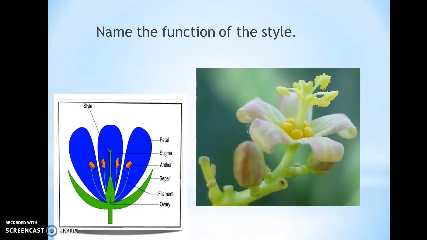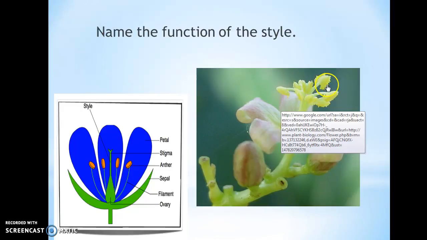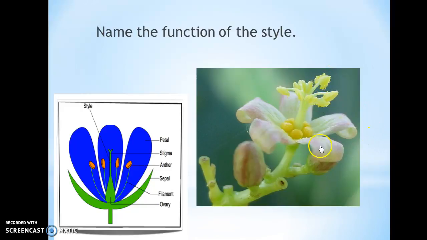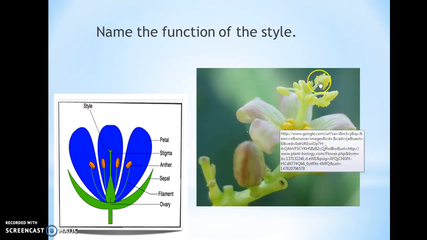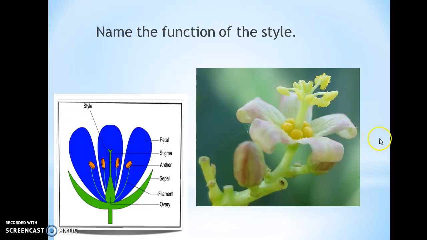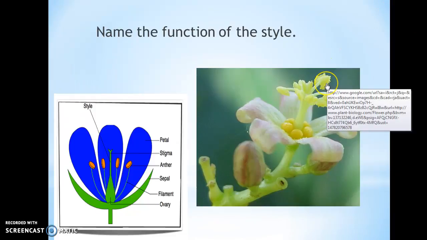The next part is called the style. As you can see in this picture, the style is essentially right underneath the stigma. In the real life picture, if this is the sticky stigma, then this part right here would be the style. The style has two jobs. Its first job is just to hold the stigma. Literally it attaches to the stigma, holding it up.